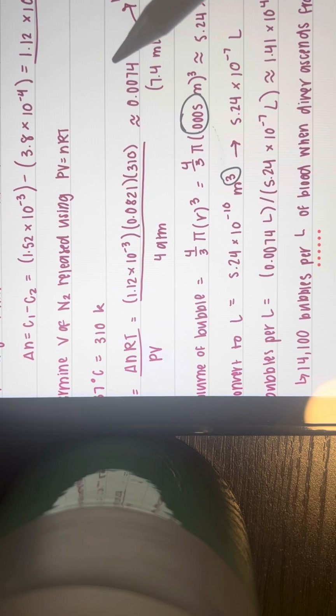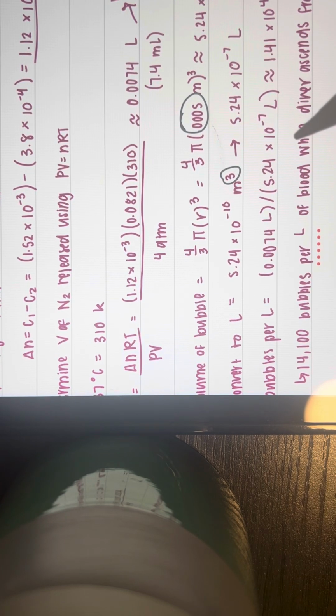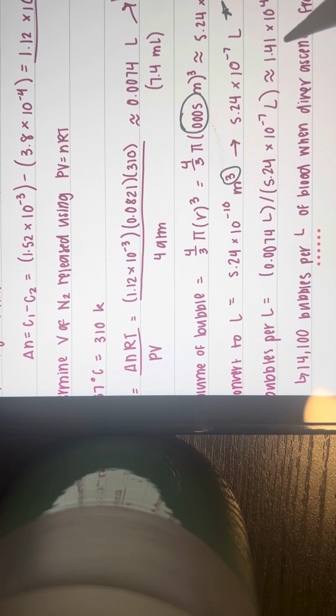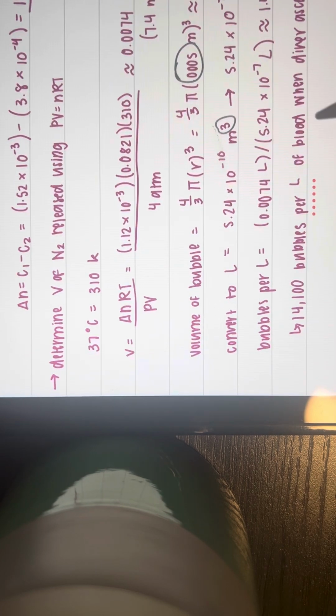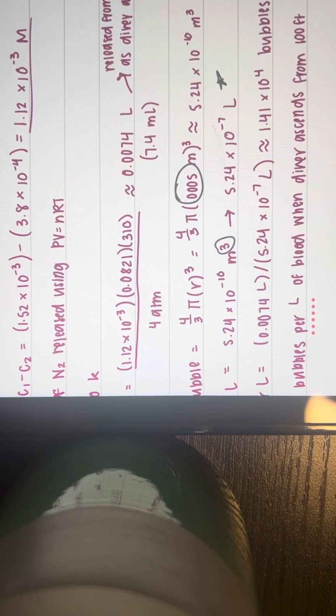So then to find the bubbles per liter, I took this number from up here that we've already solved for, and I divided it by this number right here. And then I got 1.41 times 10 to the 4th bubbles per liter, which is about 14,100 bubbles per liter of blood when the diver ascends from 100 feet to the surface. That's all for question 1. Thank you.